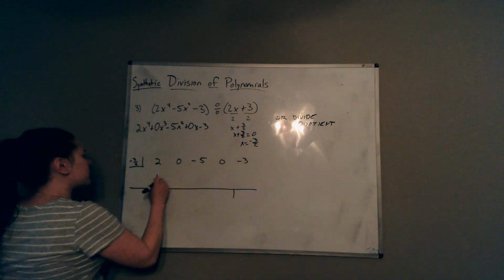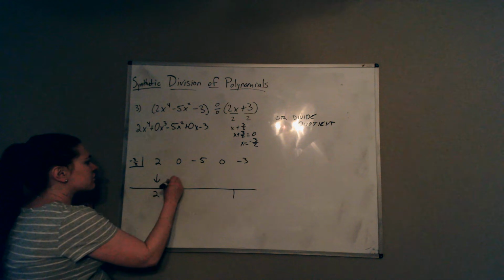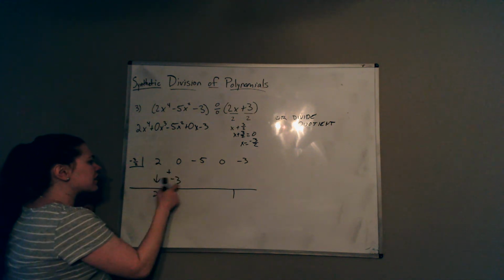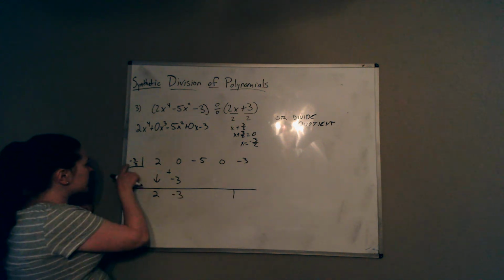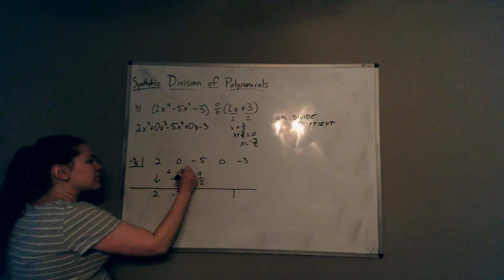Okay, we bring down the first, so that's a 2. 2 times negative 3 halves, that's just going to be negative 3. And now we add up. 0 plus negative 3 gives us negative 3. Negative 3 times negative 3 halves, that's going to give us 9 halves. So we have to add this up.